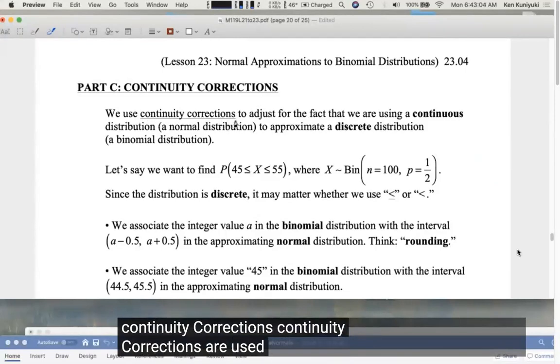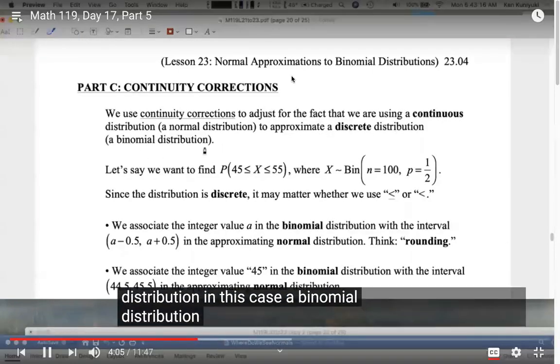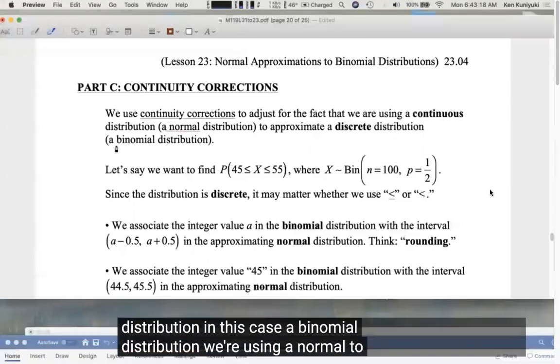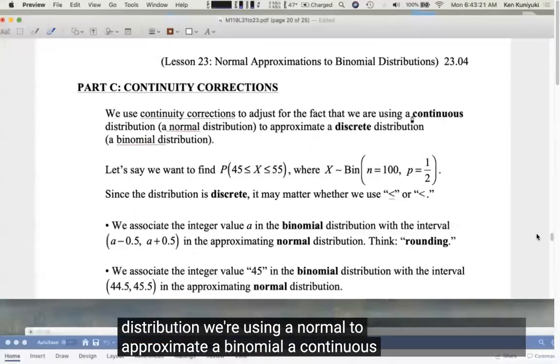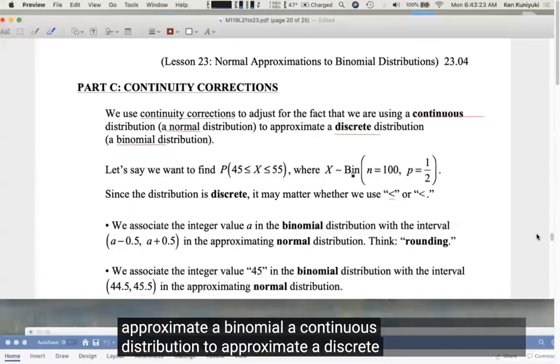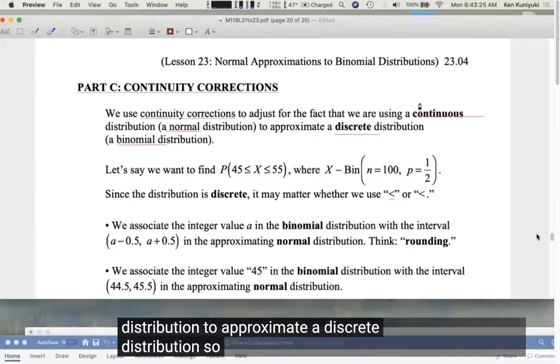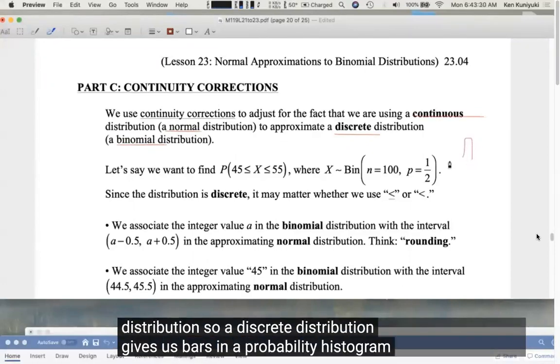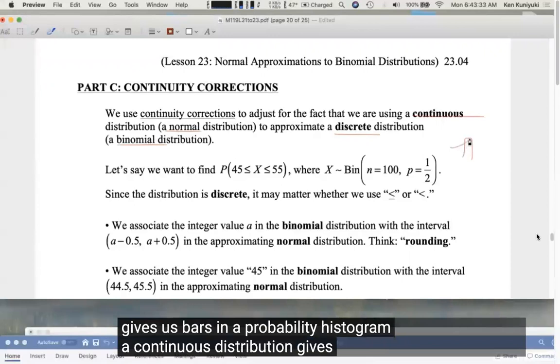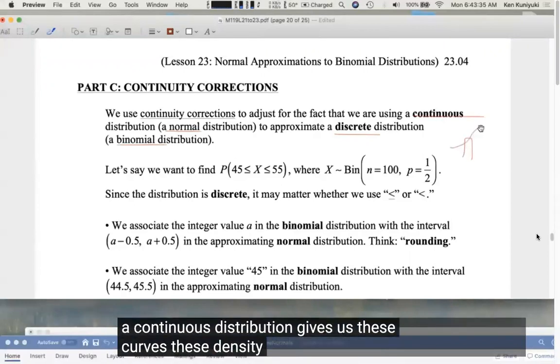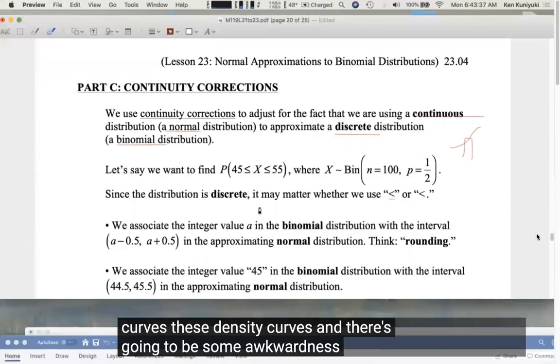Continuity corrections are used to adjust for the fact that we are using a continuous distribution, in this case a normal distribution, to approximate a discrete distribution, in this case a binomial distribution. A discrete distribution gives us bars in a probability histogram. A continuous distribution gives us these curves, these density curves, and there's going to be some awkwardness.